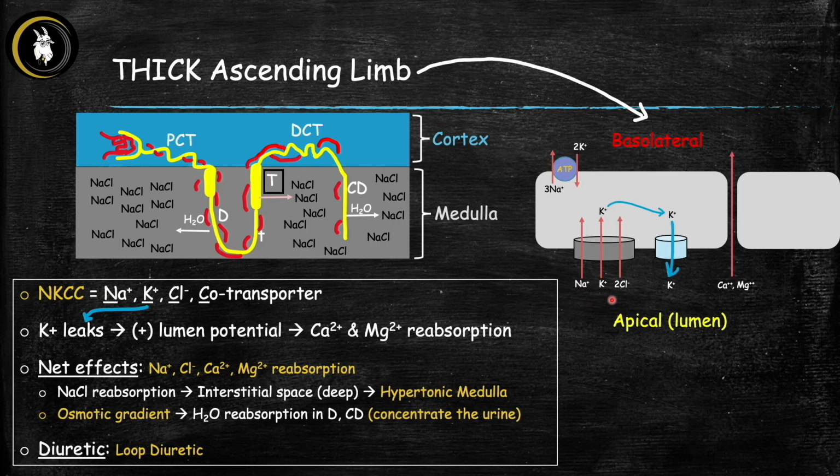And what happens here is that it is a cotransporter. That means that all of these ions are going in the same direction. All of them are being reabsorbed. So we're reabsorbing one sodium, one potassium, and for charge balance, 2 chlorides. All of these are going to get reabsorbed from the filtrate.